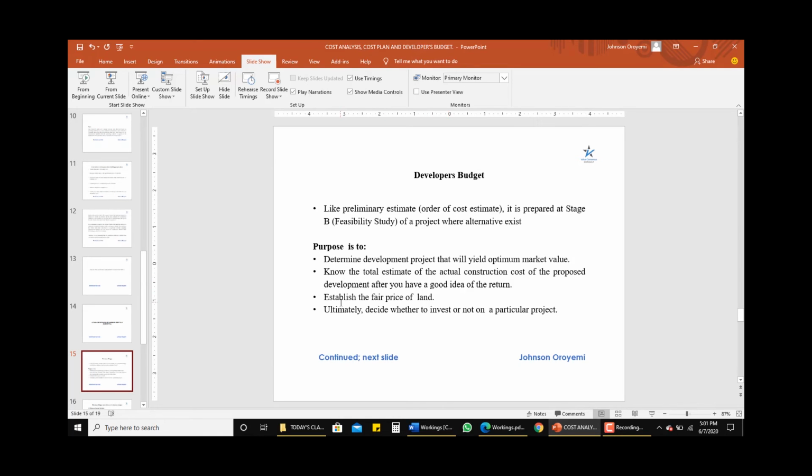Then the third purpose here is to establish the fair price of the land. And ultimately, to decide whether to invest or not to invest in a particular scheme, a particular project. So that's why we need to talk about the developer's budget. The same way we prepare a preliminary estimate at stage B, the feasibility study stage of a project, is the same way, where we have alternatives, we need to prepare our developer's budget. Let's go a little bit further.